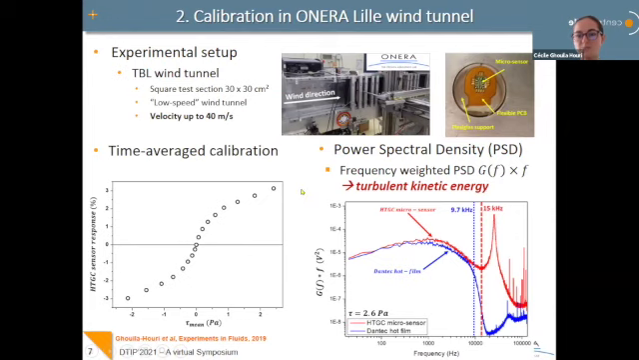We could also measure the turbulent kinetic energy thanks to the frequency-weighted power spectral density measured by both the microsensor and a Dantec hot film sensor that was used for reference. We could get a bandwidth of about 15 kilohertz, which is good, but we want to go further and improve the electronics in order to have a wider bandwidth, to measure the full spectrum of the turbulent kinetic energy.